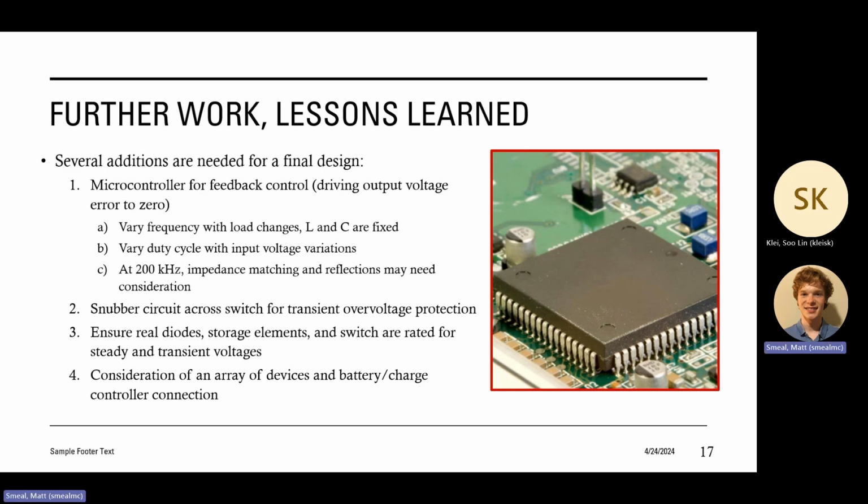Another thing we have to ensure is that the real diode, storage elements, and the switch are all rated for the steady and transient voltages, and make sure that they don't exceed those ratings. And then also, this would probably help with efficiency, considering an array of devices and how they would connect to a battery or charge controller. If we had a few of these turbines, let's say 6, then you have 6 volts roughly, and that duty cycle can be dropped and the efficiency can be improved as well.